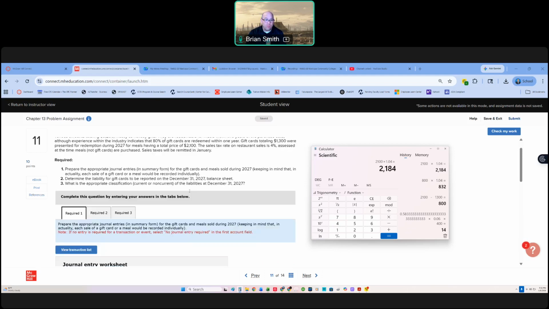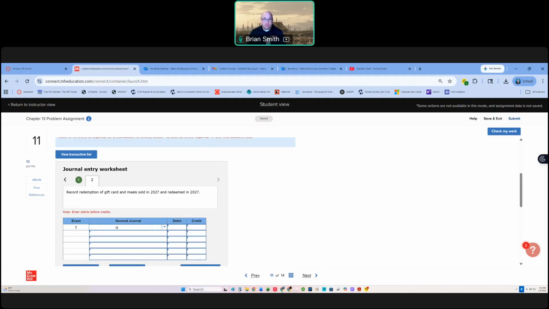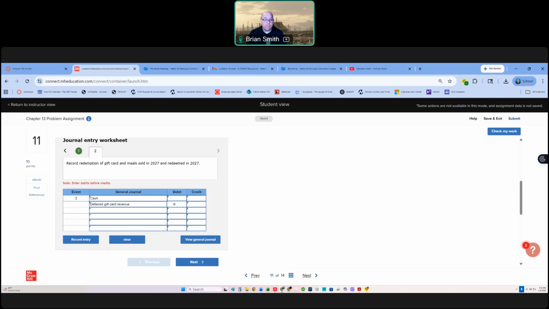I think we've got this one. We debit the cash because we're receiving it, but we don't know how much just yet. Then we debit what we redeemed, the deferred gift card revenue, which we're told is 1,300. Then we have sales revenue, and the sales tax payable.